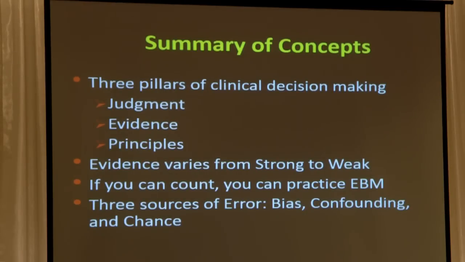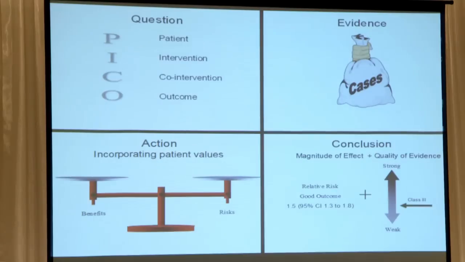So anyway, to finish up, these three pillars that support a clinical decision are principles, evidence, and judgment. Evidence, which we'll spend most of our time talking about in the next few days, ranges from strong to weak, or reliable to not very reliable. The quantitative aspects of evidence-based medicine you can do if you can count, and really we'll show you that. And then over and over again, we'll talk about these three sources of error: bias, confounding, and chance. So here's the whole process that we'll recapitulate again and again. Asking a focused question, gathering the evidence, interpreting the evidence, both in terms of its strength and quantitatively, magnitude of effect, and then using our judgment to make a final decision.